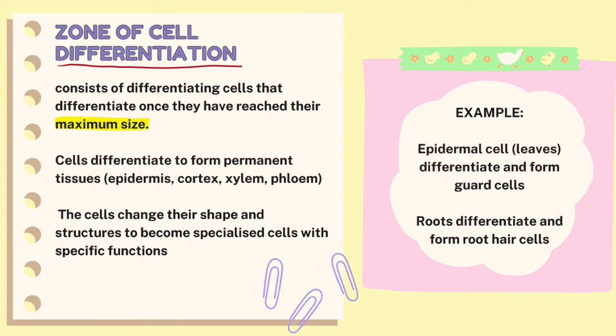For example, the epidermal cell in leaves will differentiate and form guard cells. This is to control the opening and closing of stomata. Other than that, the roots will differentiate to form root hair cells.